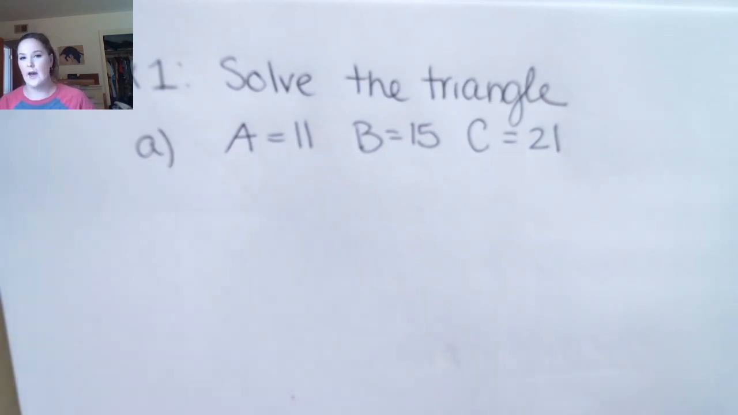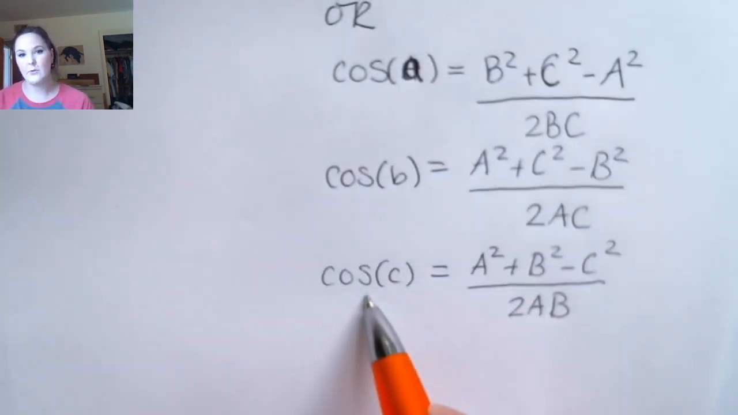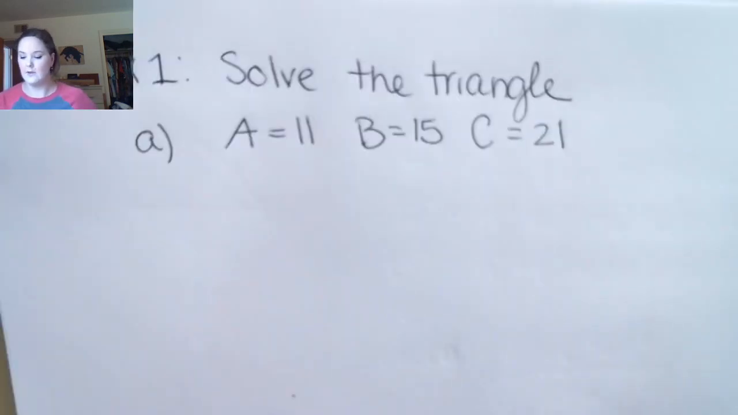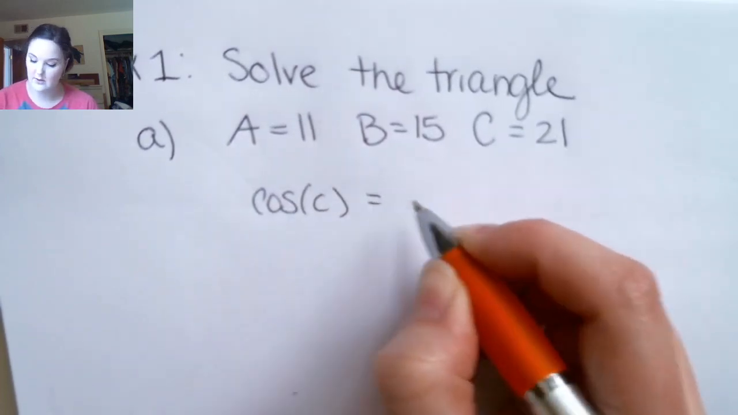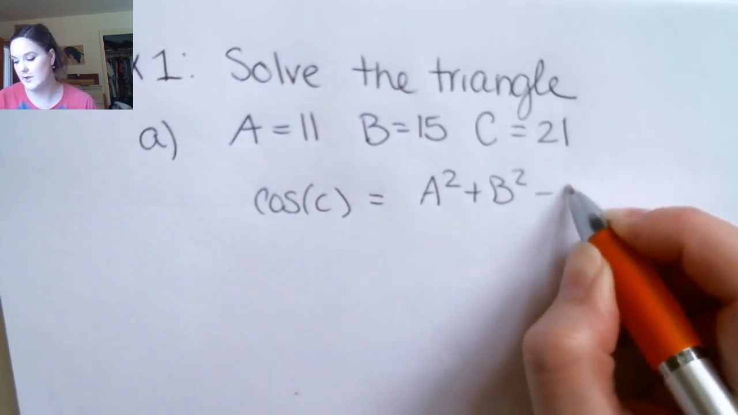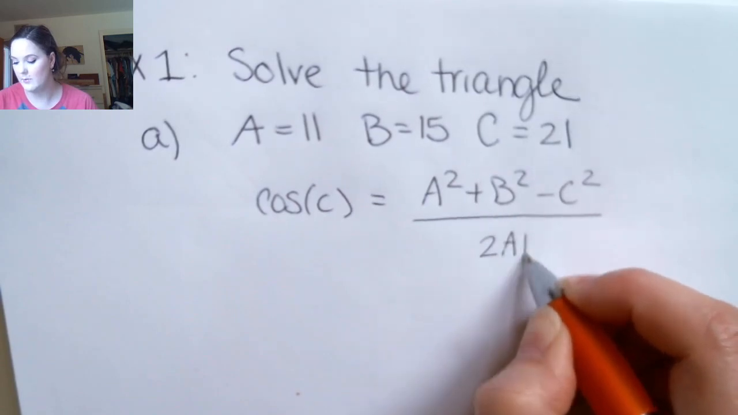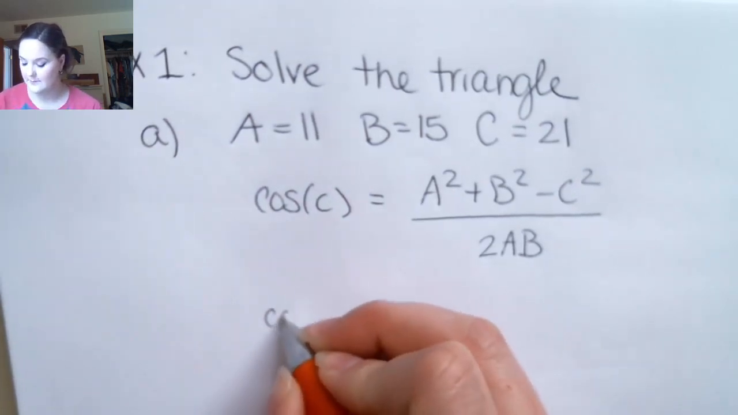When you look at the cases where you have all three sides, we're going to do the one where we're looking for angle C, which is this one here. So we would say cosine of angle C is a squared plus b squared minus c squared over 2ab. Then we fill in our values for a, b, and c.